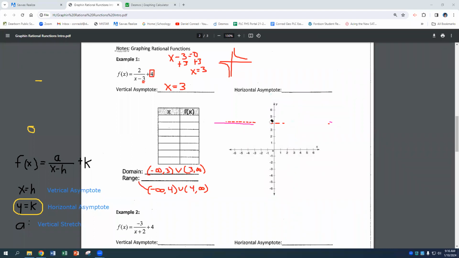Oh, that dashed line will take a lot to erase.